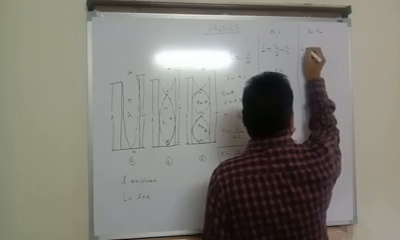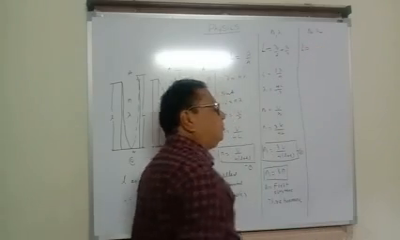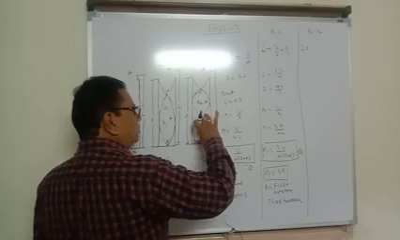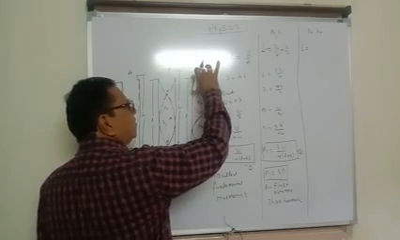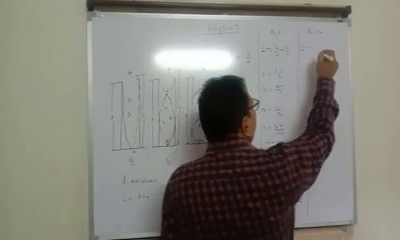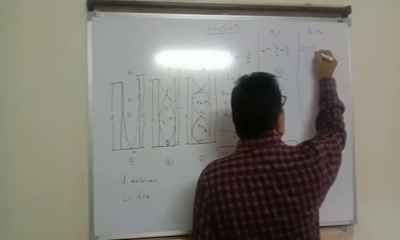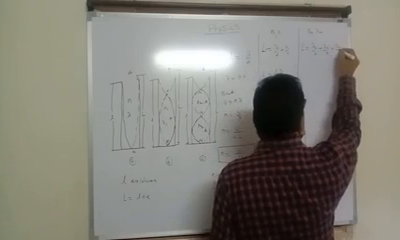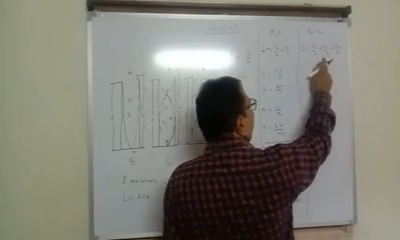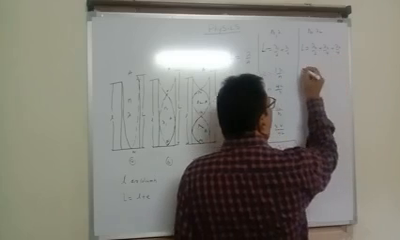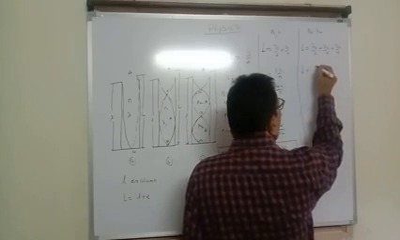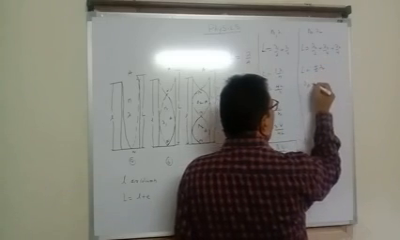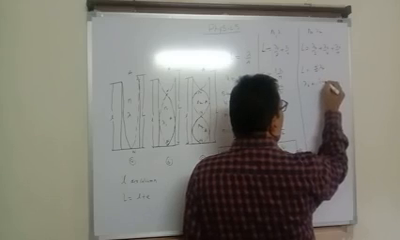The corrected length of air column will be L is equal to lambda 2 by 2 plus lambda 2 by 2 plus lambda 2 by 4. Half plus half is 1, 1 plus quarter is 5 by 4. Or L is equal to 5 by 4 lambda 2. Or lambda 2 is equal to 4L upon 5.